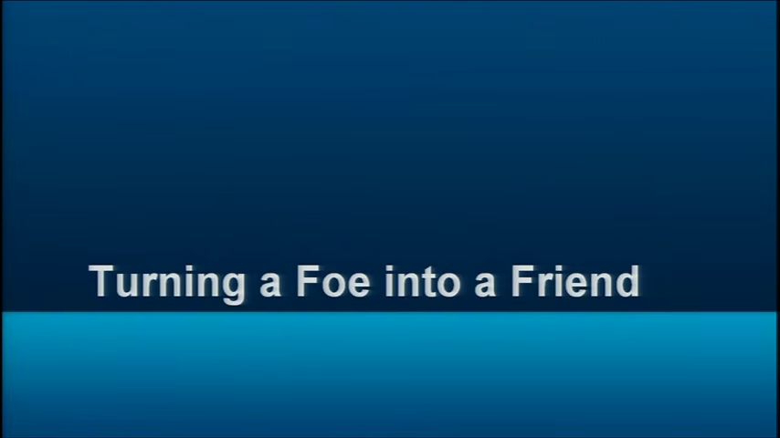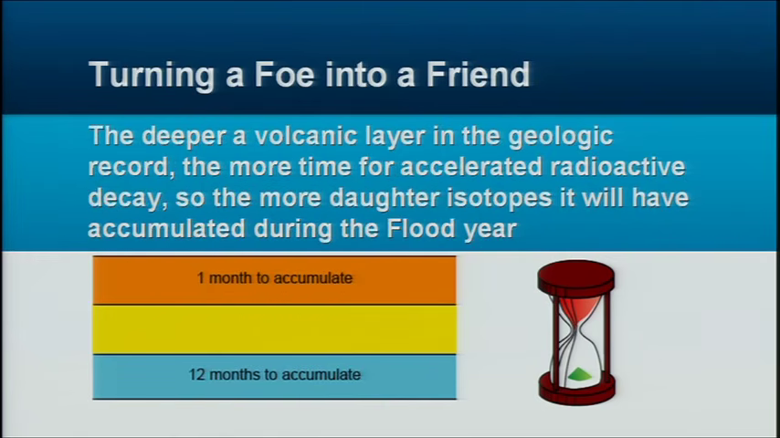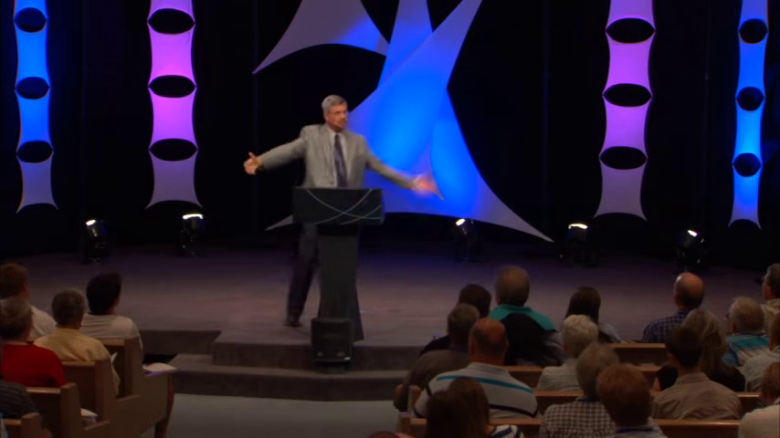Well, finally, let's turn all this from being our foe to being our friend. We've shown that there's problems with these dating methods, but if radioactive decay was grossly accelerated during the flood, then the radioactive ages, though inflated, should still yield relative ages in the correct order. What do I mean by that? Well, think about a volcanic rock layer that formed in the first month of the flood. It would go through much more accelerated nuclear decay than a rock layer that was formed in the last month of the flood, wouldn't it? The one at the bottom would have 12 months' worth of accelerated nuclear decay, so it should give an older age, and the one at the top should only have a month's worth of accelerated nuclear decay, so it'll only give a younger age. See?